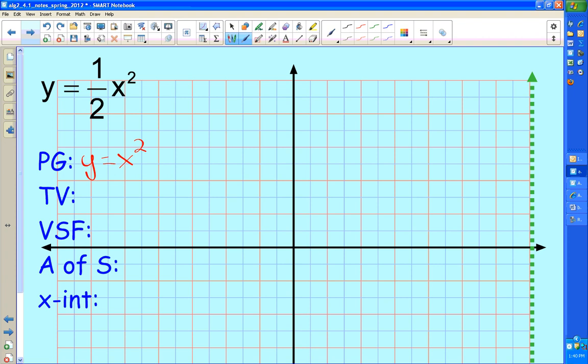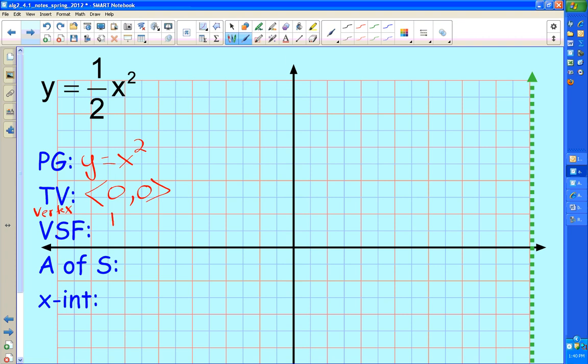Parent graph. Translation vector. 0, 0. What else is 0, 0 going to be called? A vertex. A translation vector is also the same coordinates as your vertex. If you list it as a vertex, put it in parentheses. 0, 0 with parentheses. But we're listing it here as a vector. I will take either on the parabola. Vertical stretch factor.